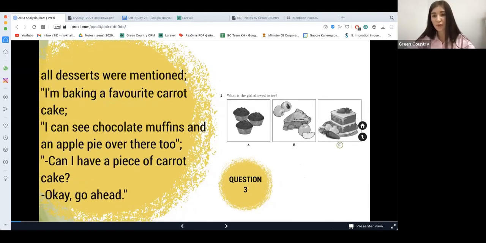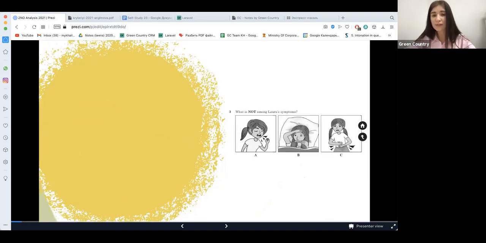And question number three, the third part, we have some symptoms here. This type of question is kind of confusing because sometimes we can use different synonyms of the symptoms. The first one, it's obviously coughing. The second one, having a temperature. And the third one, having a stomachache. What about the task? Please pay attention that in some questions, we have the part "not". In this one, we have it as well. "What is not among Laura's symptoms" means what Laura doesn't feel. Let's listen and find out.